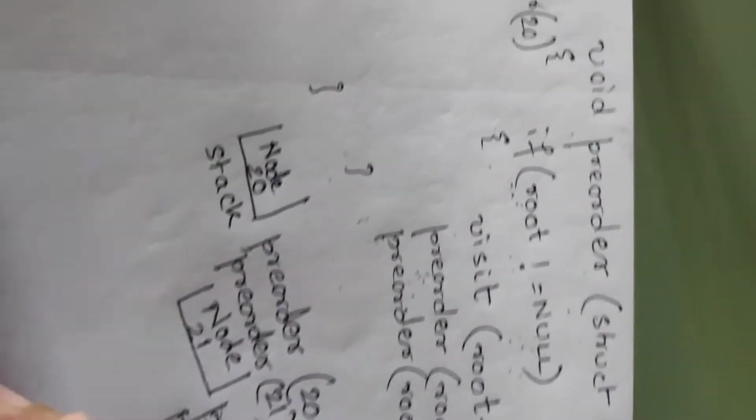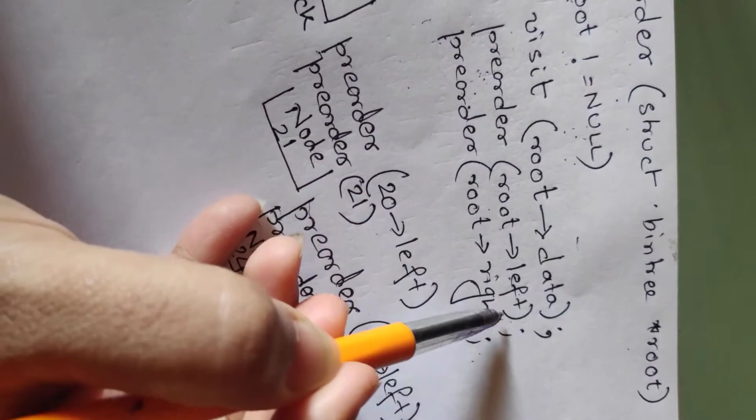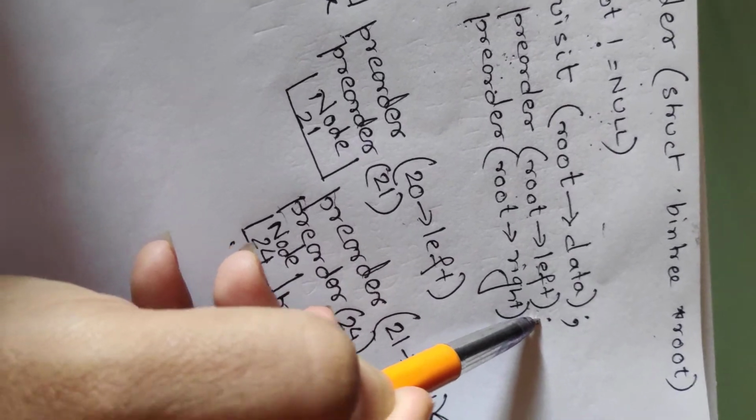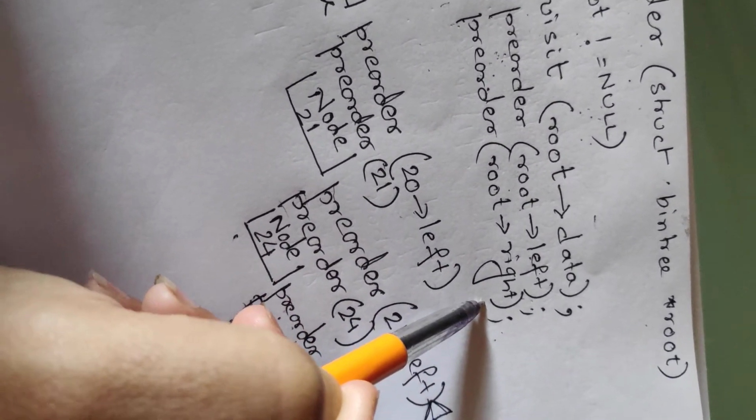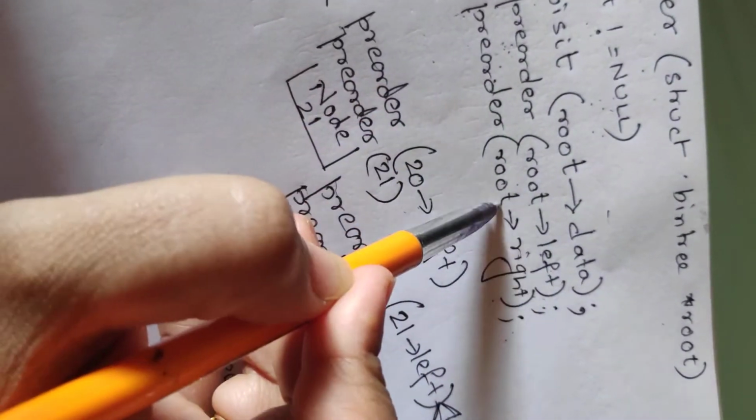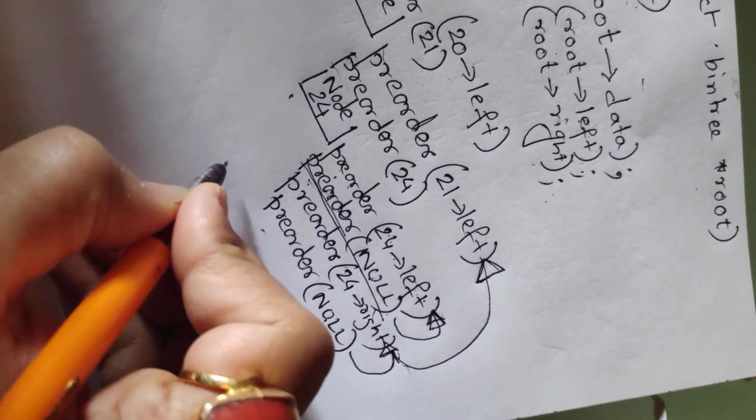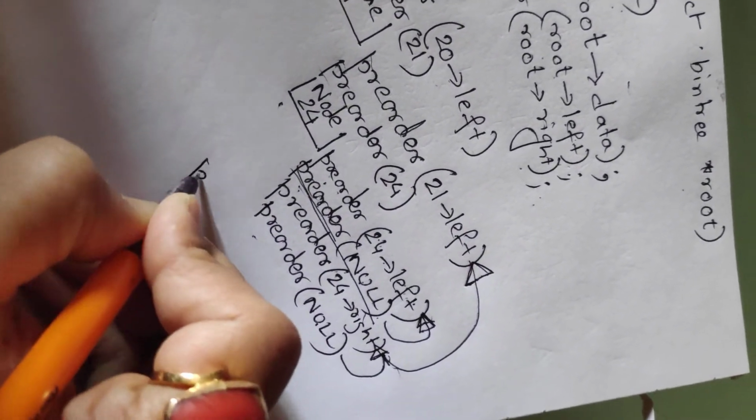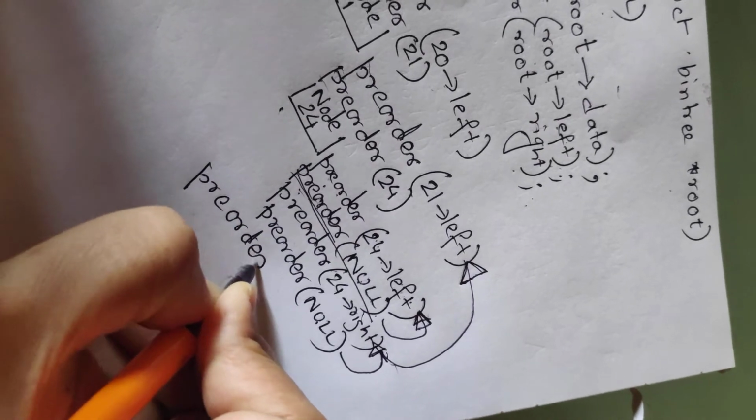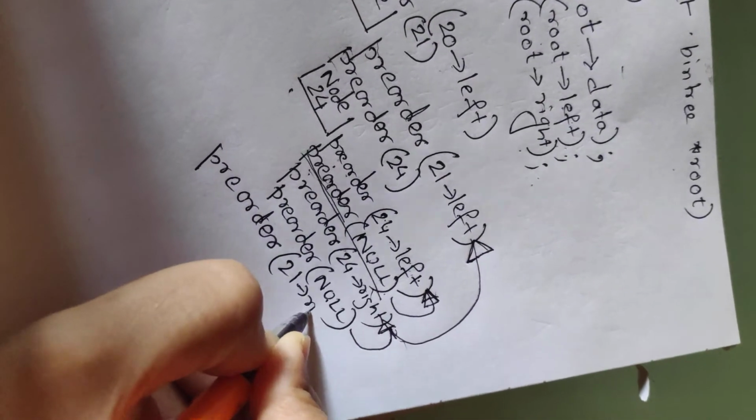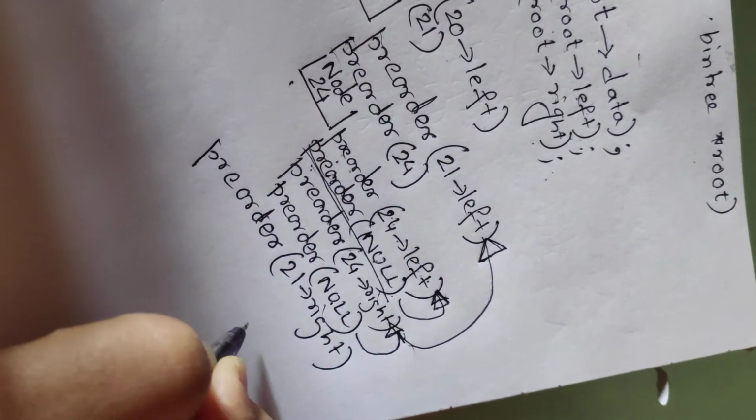Right? So when 24 left point is done, you come to the next line, that is preorder root right. That means you would be calling here preorder 21 right. Clear? So what is 21 right?